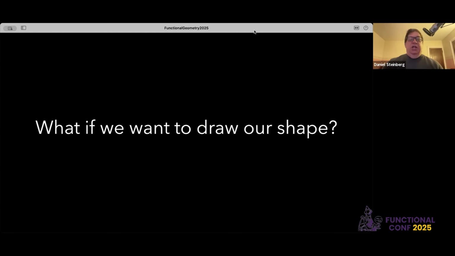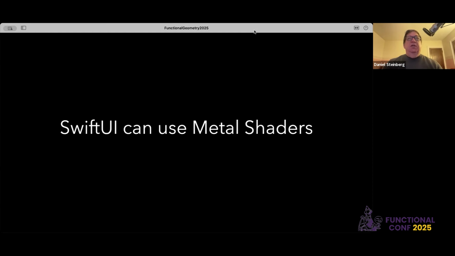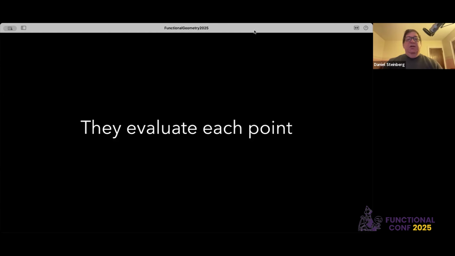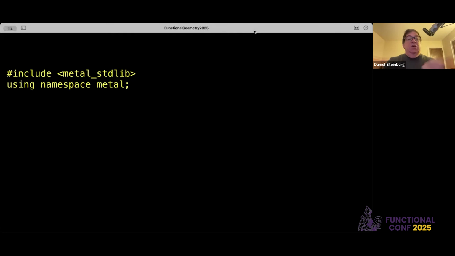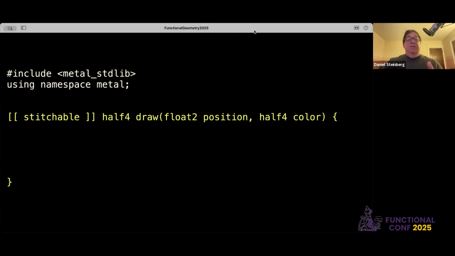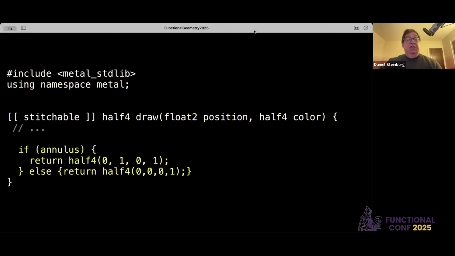So what if we want to draw our shape? I won't spend much time on this, but one of the nice things that SwiftUI has is something called Metal shaders. What Metal shaders do is they evaluate each point in the region, and they can tell using a true and false what color they should color them, or using a switch statement. And so in Metal, which is more C-like, I would have a function like this where I draw based on the position passed into me. If I'm in the annulus, I'll return one color. Otherwise, I'll return another color.